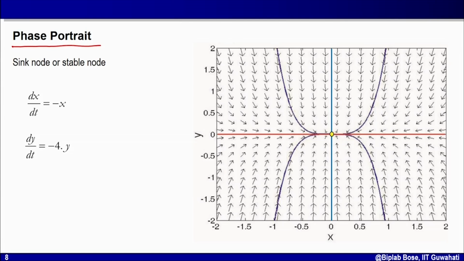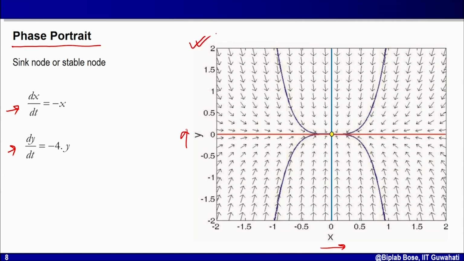The one shown here is represented by these two ODEs, dx/dt equal to minus x and dy/dt equal to minus 4 times y. I have just given an example. If you use the same rule of plotting x on the horizontal axis, y on the vertical axis, and then divide this xy plane into equidistant grid points and draw arrows there using the rules that we have discussed, you will get this type of picture.